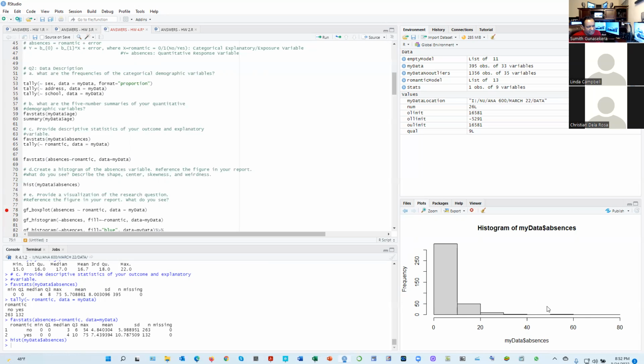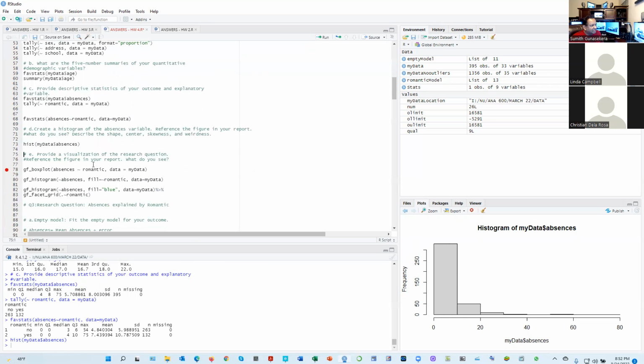If you want, you can take this out. If you feel like this is an unnecessary thing to explain, you can take them out. You know the procedures for how to take them out. Right skewed, okay. Create a histogram. That one, provide a visualization of the research question, and reference the figure in your report. What do you see? Some graphical representation should be added to that.